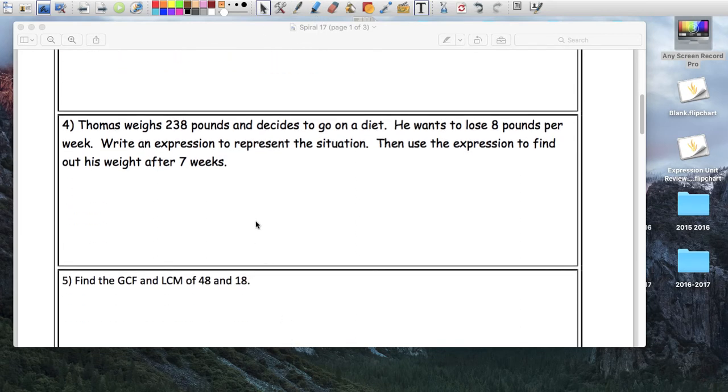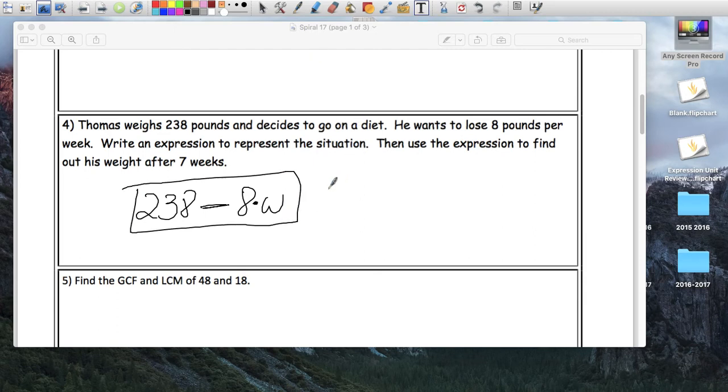Ooh, Thomas weighs 238 pounds and decides to go on a diet. He wants to lose 8 pounds per week. Write an expression to represent the situation. So, two things here. What is he right now? He's currently at 238 pounds. He wants to lose. So lose is definitely not something you're going to add, but instead you're going to subtract. And he's going to lose 8 pounds every week. And that would be your expression.